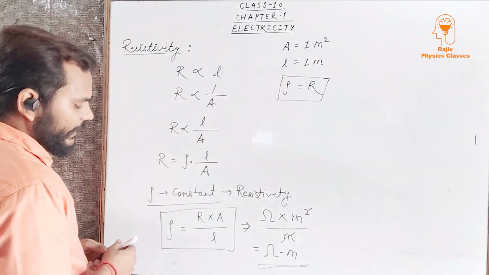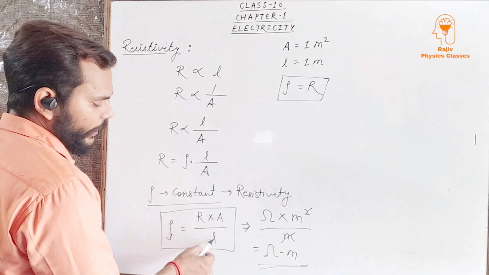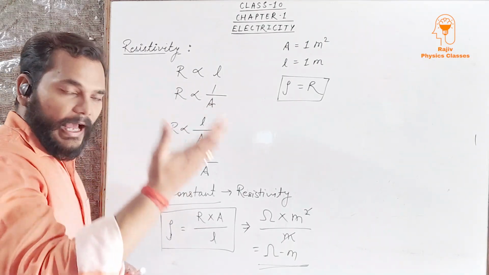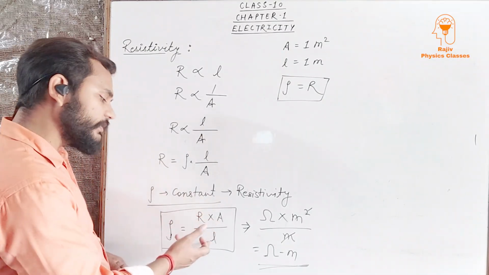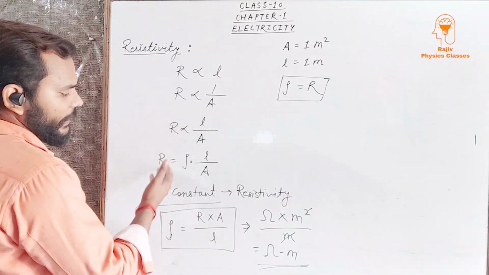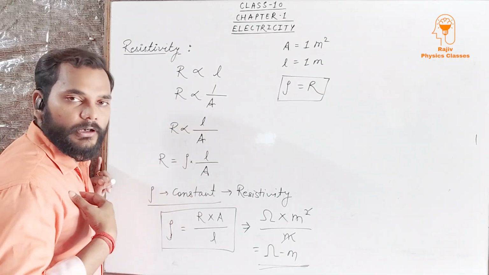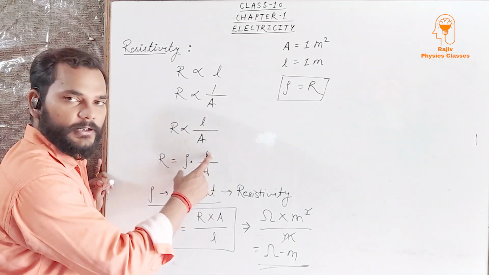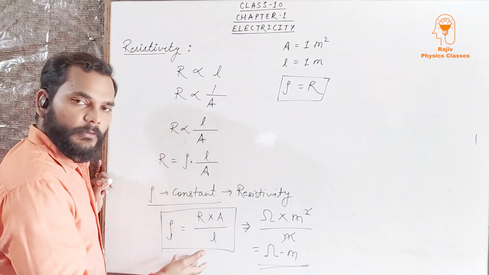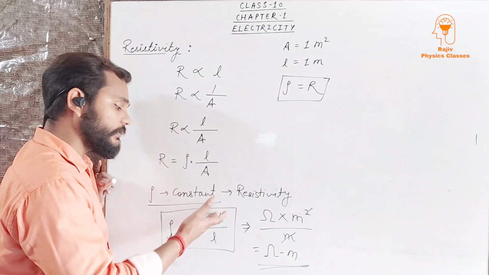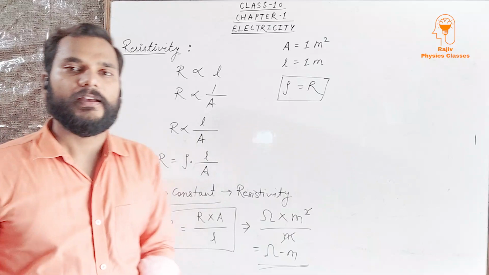Now, if you are intelligent, you can tell me, by seeing this formula, rho is equal to R into A upon L. You may think that resistivity of a substance is directly proportional to area and inversely proportional to the length. But here, if I can say R is equal to rho into L upon A, what I have taught you is that resistance is directly proportional to the length and inversely proportional to the area. It means, if I see this formula, can I say that resistivity is inversely proportional to the length and directly proportional to the area? No, it is completely wrong.